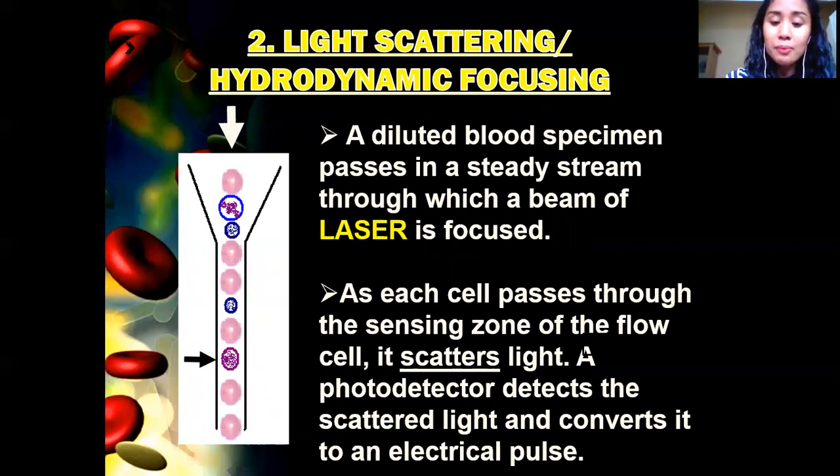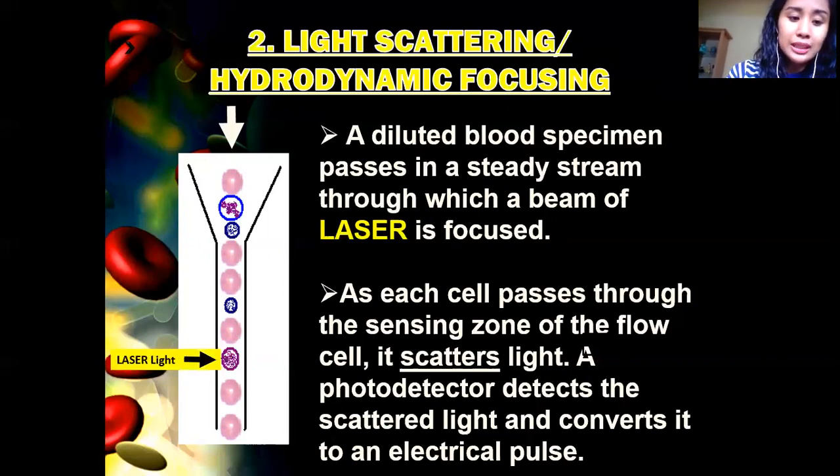As each cell passes through the sensing zone of the flow cell, it scatters light. A photodetector detects the scattered light and converts it to an electrical pulse. So let's look at this. The laser light will be passed through the cell. Apparently, class, the cell does not absorb light, right? So it scatters light.